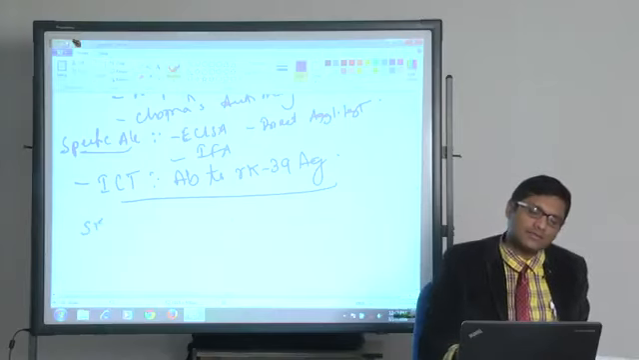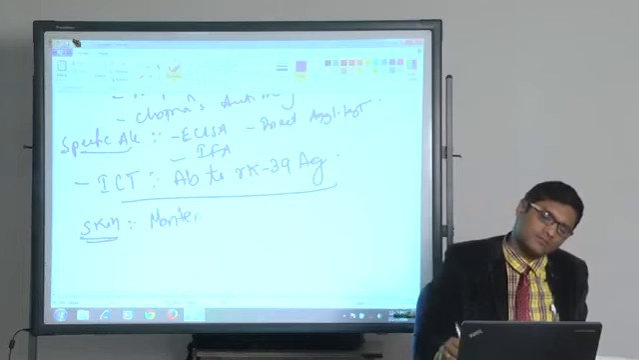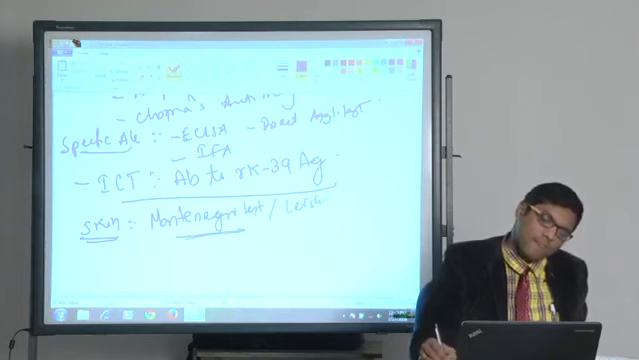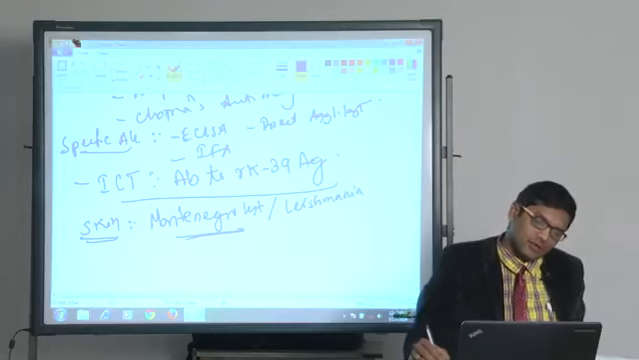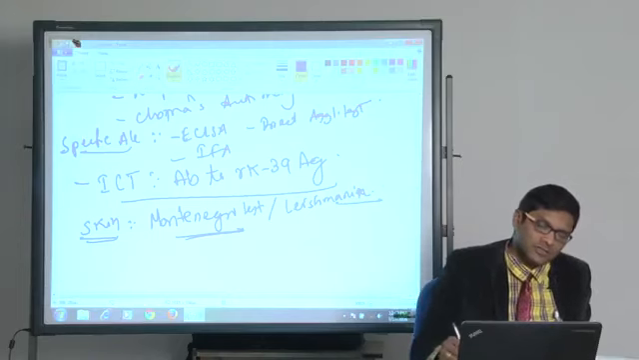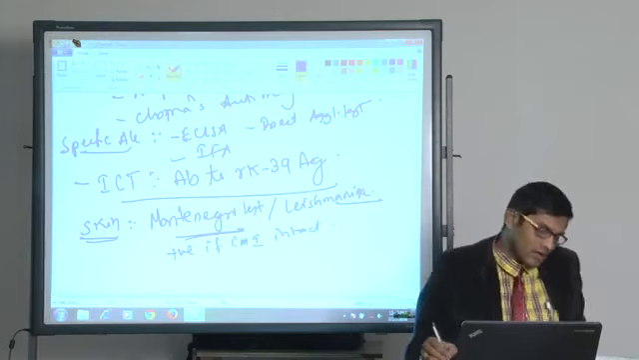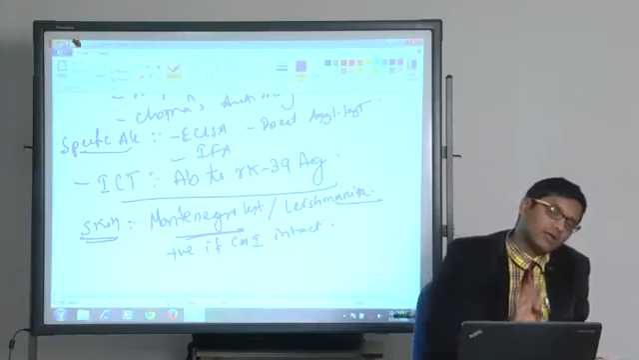Apart from that, a skin test can be done, that is the Montenegro test, or Leishmanian test. They say that the Montenegro test is positive only if the CMI is intact. So in patients with active VL and DCL, the Montenegro test will be negative.